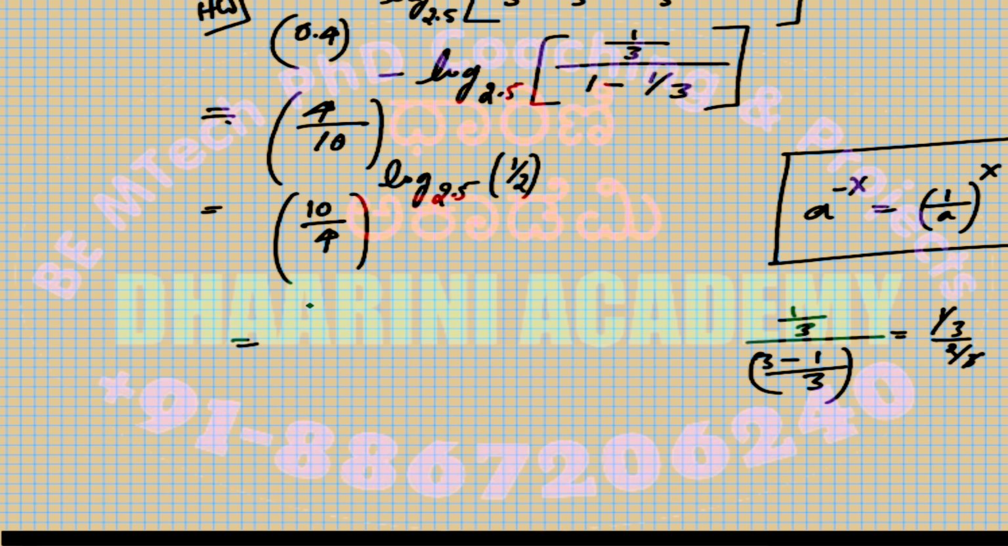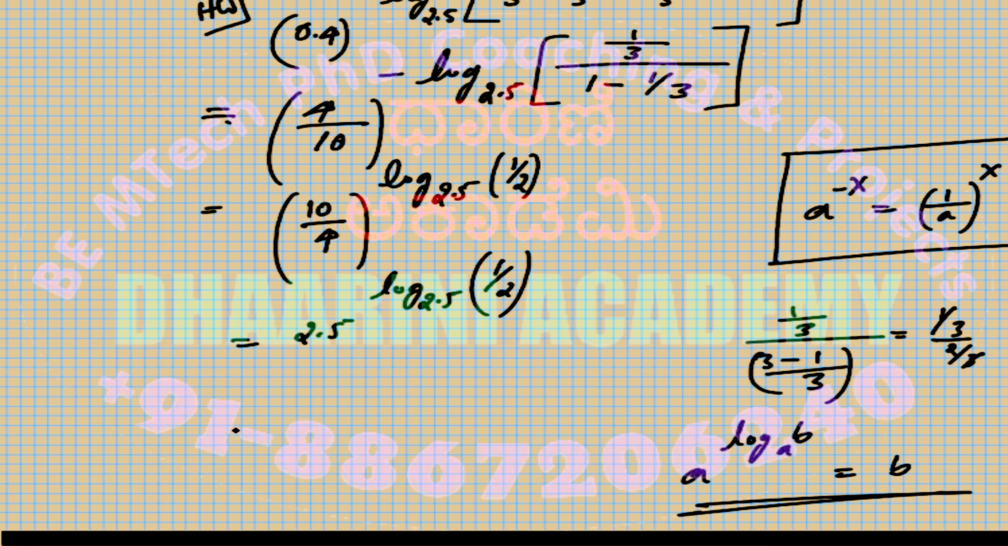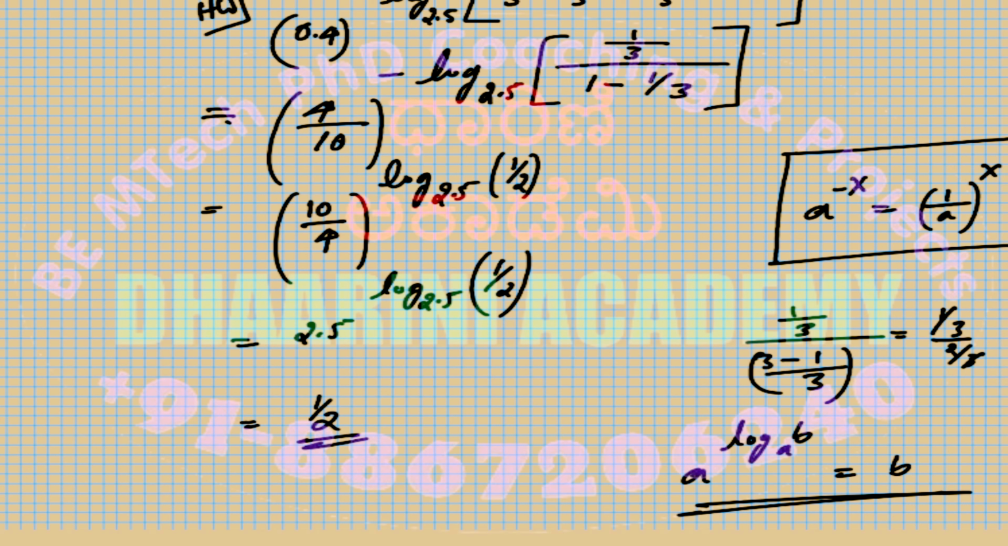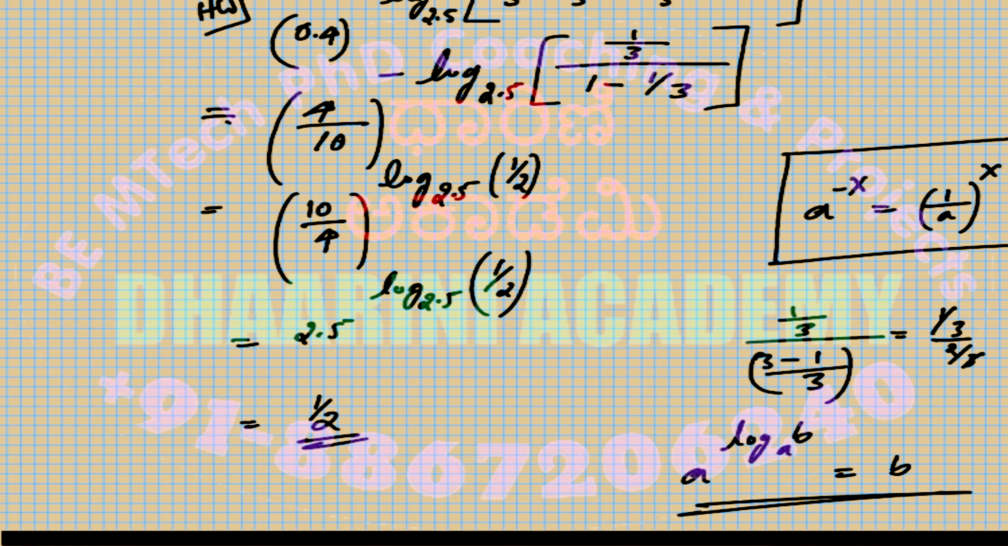So what is 10 by 4? 10 by 4 is actually 2.5, right? So 2.5 to the power log to the base 2.5 of half. So apply a to the power log b to the base a is nothing but b itself. So here I can see b is half. So the answer is equal to half. All right. Let's move on to the next topic.